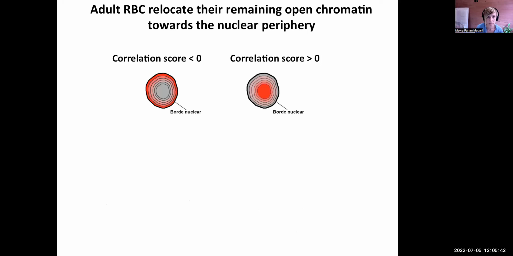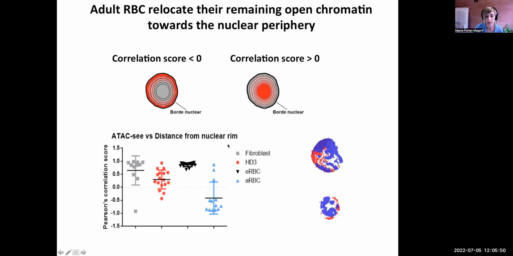So we wanted to measure this very systematically. So we calculated a correlation score of the signal, and we could see that indeed the adult red blood cells have a negative correlation to the distance from the nuclear rim, indicating that the majority of the signal is located toward the periphery, as you can see here.